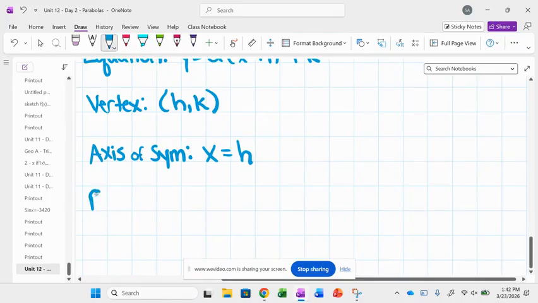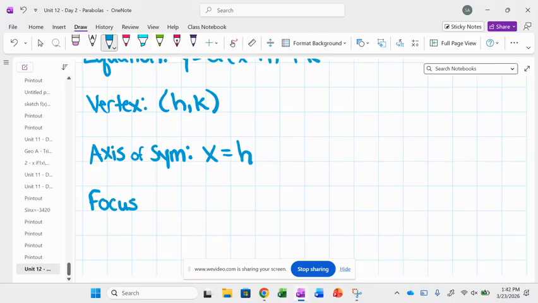Now we're going to add in some new stuff. Our focus. And now what is a focus? Is it a line? Is it a point? What is it? It's a point. So to find the point of the focus, we're going to do h comma k plus 1 over 4a. Now that a is in the denominator. A lot of students want to put it like 1/4 times a. It's not. It's 1 over 4a.